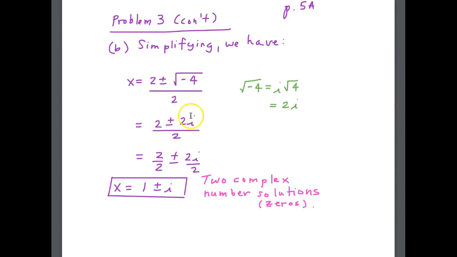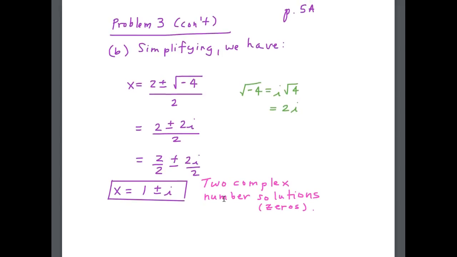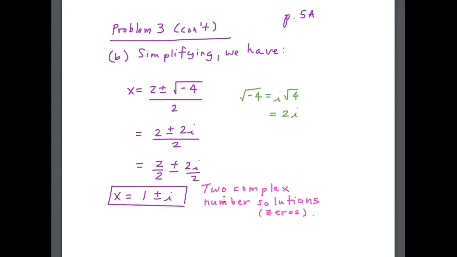Okay, so simplifying then, we get a -4 under the radical. Remember, our rule from the previous section is the square root of -4 is i root 4, which would be 2i. So I replace the square root of -4 with 2i, and then I'm going to divide 2 into each of these terms, because they each have the same denominator, and then simplify. So it turns out to be 1 plus or minus i. So for this problem, we got 2 complex number solutions. Or sometimes you'll see them as imaginary solutions.